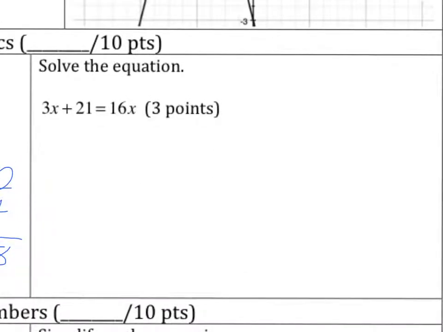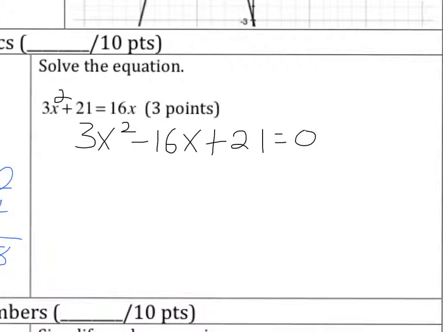Moving on to solving an equation, there's a typo in this problem. It should be 3x squared plus 21 equals 16x. The first thing you need to do is bring everything over to the same side and put it in order of decreasing degree. So 3x squared minus 16x plus 21 equals 0.